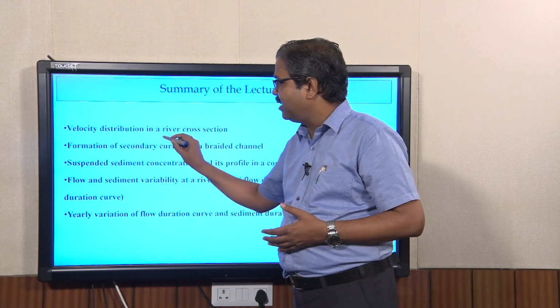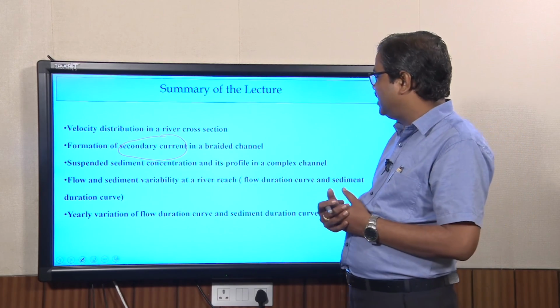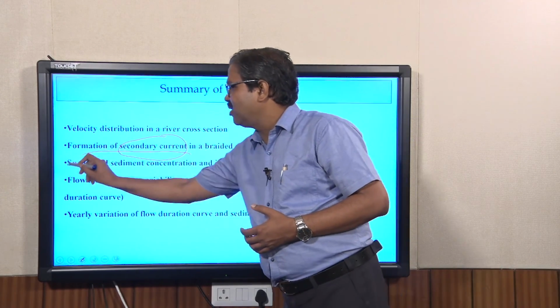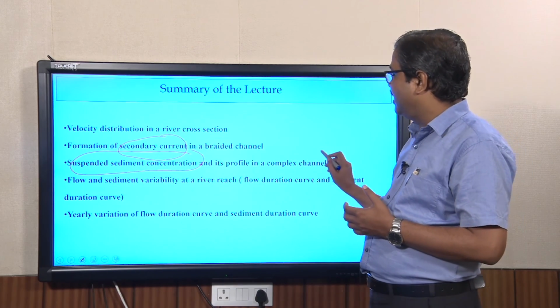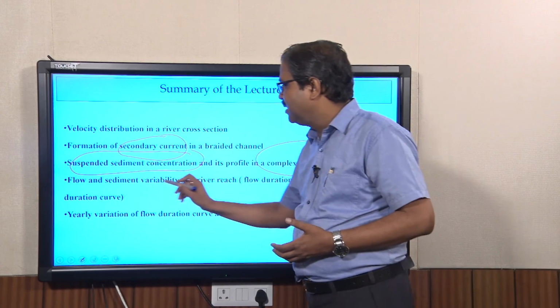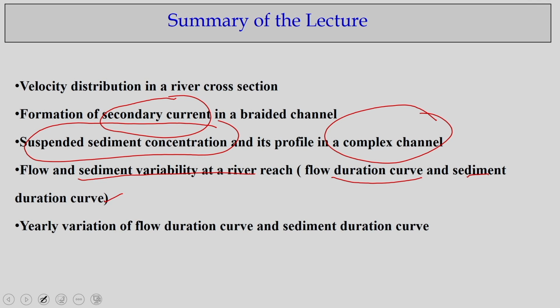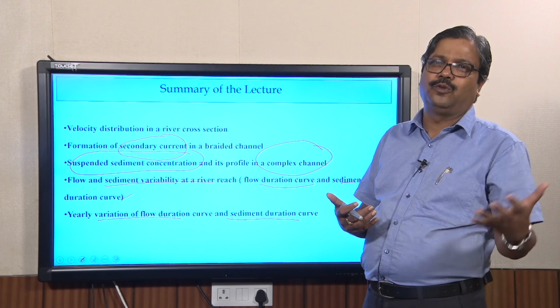We discussed the secondary current. Just to remember, secondary current generation happens in natural rivers. The suspended sediment concentration has much more variability in a complex river flow. It's not that simple logarithmic or exponential decay function. We discussed the flow duration curve and the sediment duration curve, and remember that the flow duration curve and sediment duration curve have a variability in the time domain as well as in the space domain. It varies from one river gauging station to another river gauging station. It also varies from year to year.